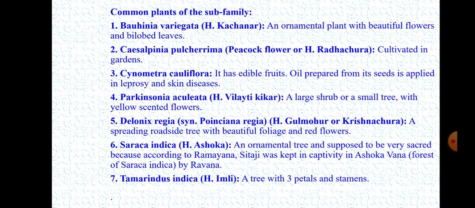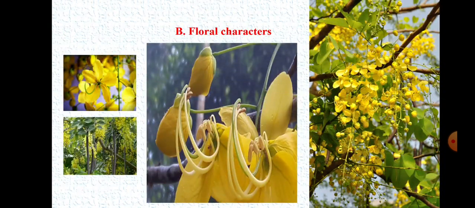Caesalpinia pulcherrima. Then some Cynometra cauliflora, Parkinsonia aculeata, Delonix regia, Saraca indica, Tamarindus indica. These are some common plants. So these are the floral characters. Cassia tora, one of the plants, and Cassia fistula is shown in this figure. Their androecium and gynoecium are shown. That is the anther, how it looks.